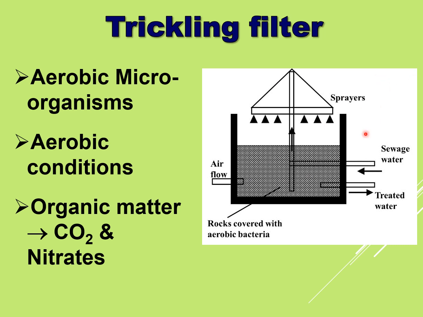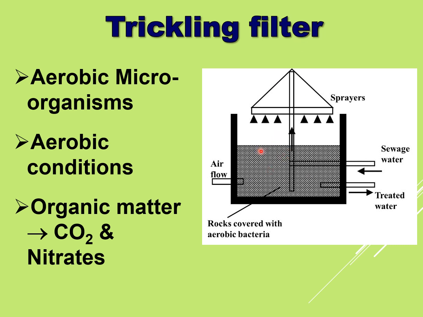Now how is this process done? So you have a tank. This is a tank which contains rocks or stones, and these are covered with aerobic bacteria. There is a provision for air flow. The sewage water is pumped from the bottom. It is pumped upwards, and using sprayers, it is sprayed down onto these rocks. So when it sprays down, what happens? The water trickles down these stones. That is why the name trickling filter came.